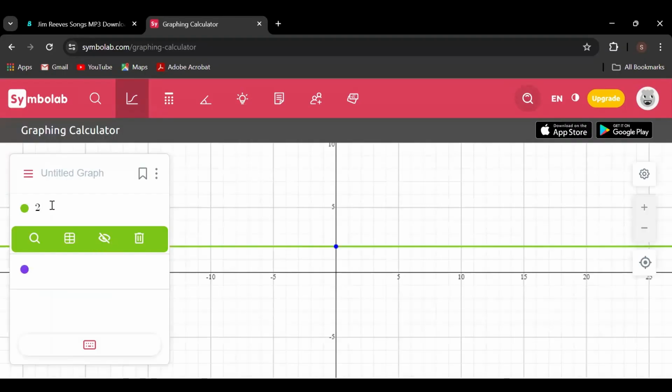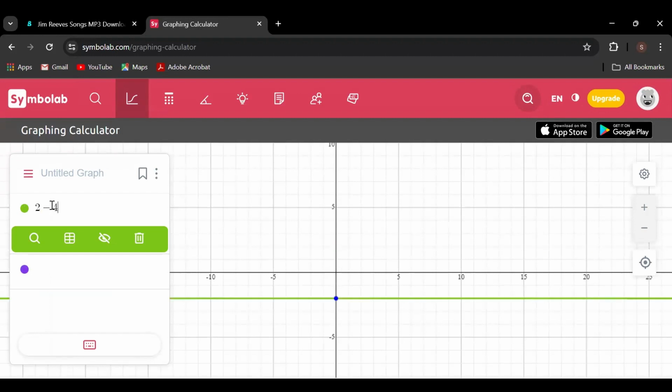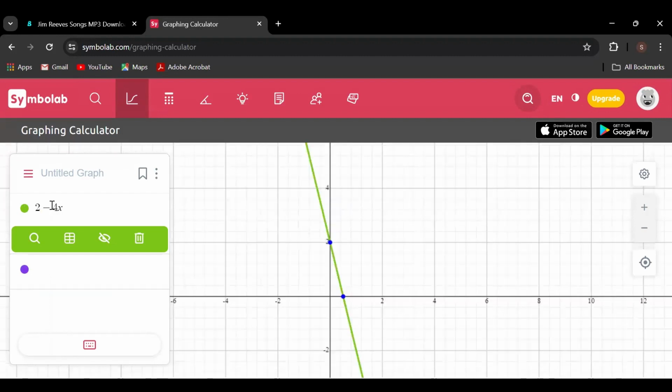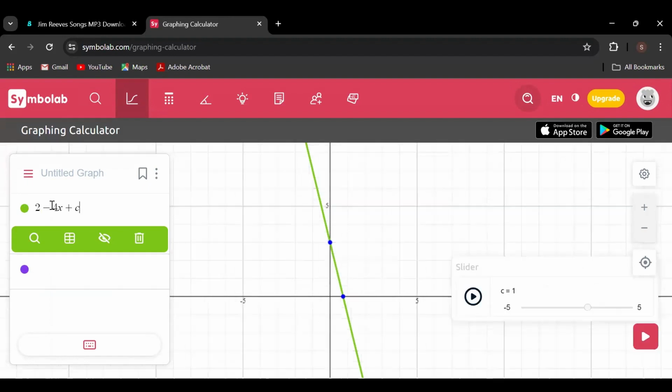So it was 2 minus what? 2 minus 4x, right? Was it 4x plus, yes, 4x plus cos x.